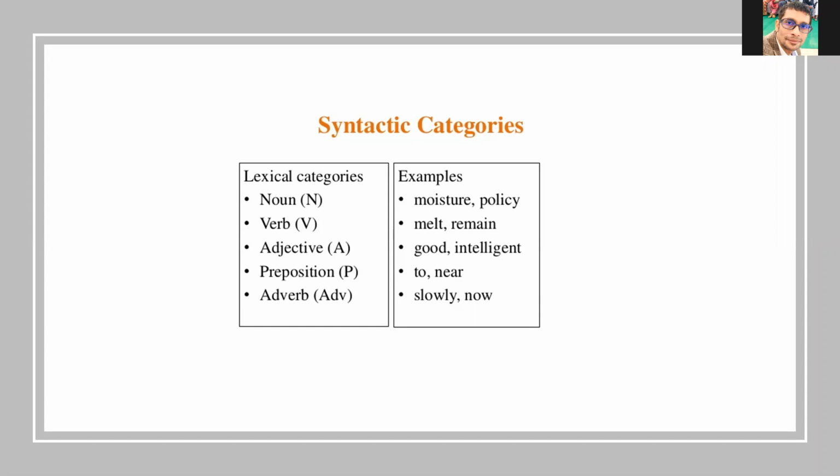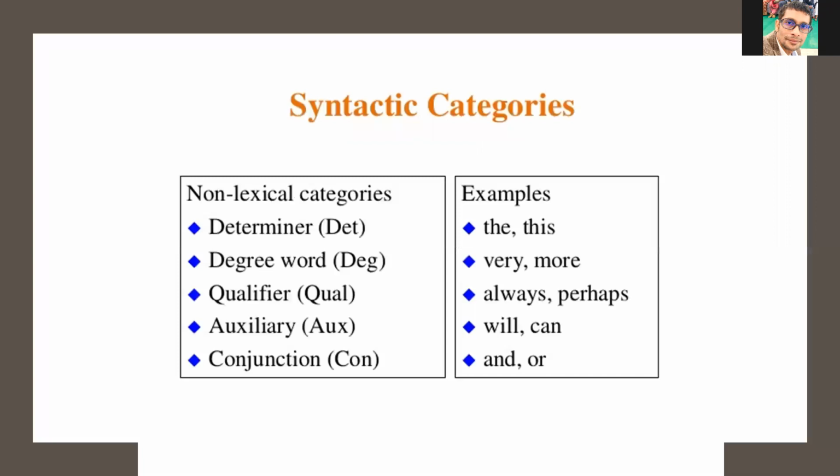Now let us take a look at the non-lexical categories. The non-lexical categories are something different. They are not pure words or pure morphemes. They are determiners, degree words, qualifiers, auxiliaries, and conjunctions. The examples are also given, so you can check and have a look at these to get a better understanding. So these are all non-lexical categories. Let us go to the next slide.